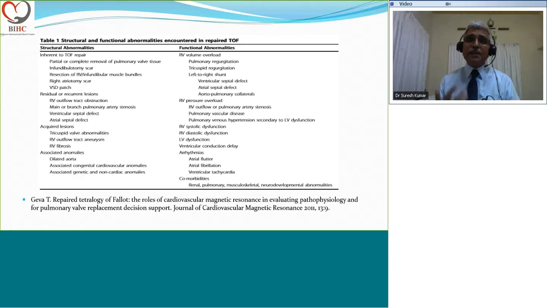Functional abnormalities like right ventricular volume overload from pulmonary regurgitation, TR, any residual left to right shunt, pressure overload if some RVOT obstruction has been left behind, or there may be pulmonary vascular disease or pulmonary arterial stenosis. RV systolic or diastolic dysfunction, LV dysfunction, the problems from right bundle branch block, arrhythmias, both supraventricular and ventricular, and comorbidities in the other systems. So you have a Pandora's box that you're opening once you have repaired a tetralogy.